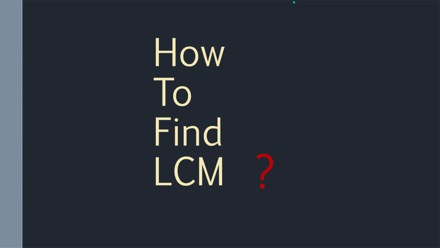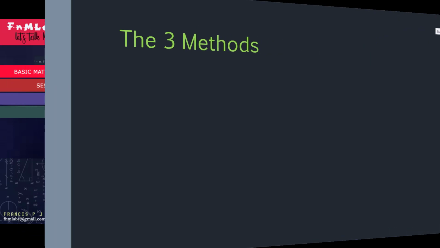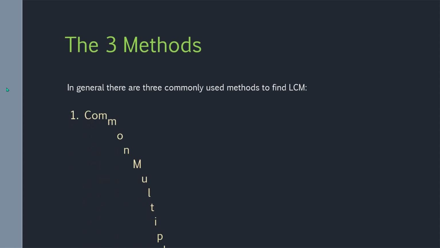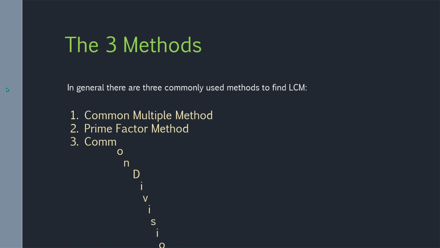Now we will discuss different methods to find LCM. In general, there are 3 commonly used methods to find LCM. They are the common multiple method, prime factor method, and common division method. Let us discuss the common multiple method in detail.